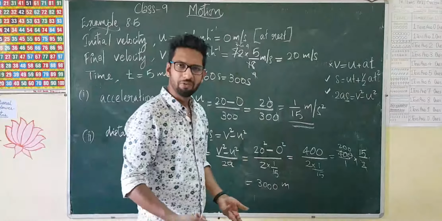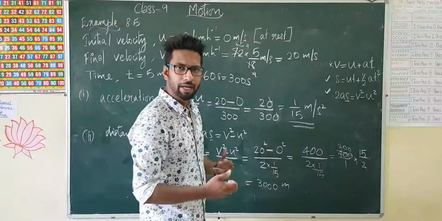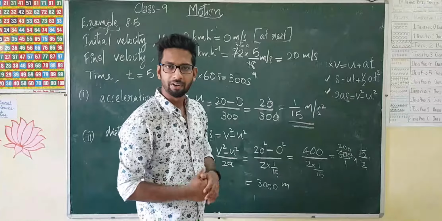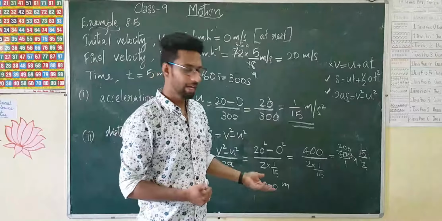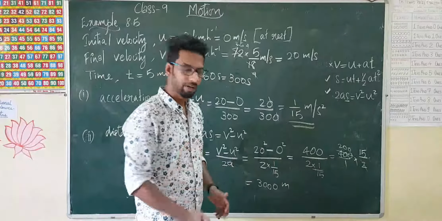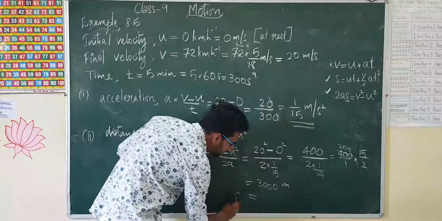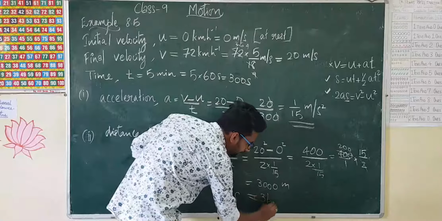3000 meter, we can express in kilometer also. 1 kilometer equal to 1000 meter. Then 3000 meter equal to 3 kilometers. So the distance traveled s is equal to 3 kilometers.